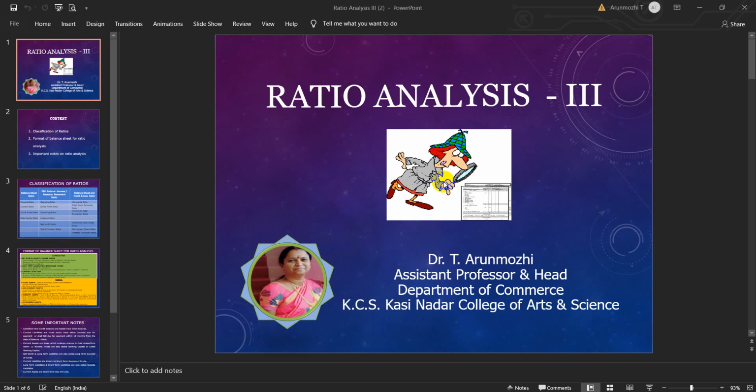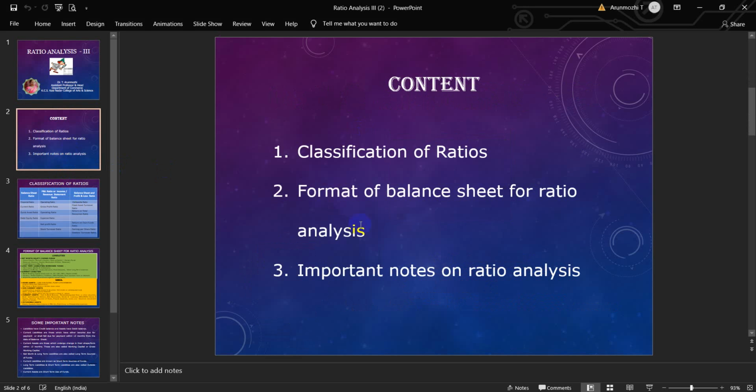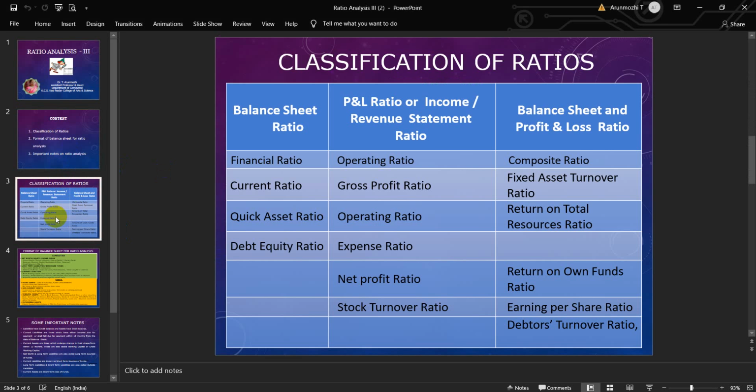I welcome you all for the presentation on Ratio Analysis Part 3 in the chapter Ratio Analysis from the subject Management Accounting. It is based on the curriculum of all universities on this subject. The contents are classification of ratios, format of balance sheet for ratio analysis, and important notes on ratio analysis. Here we move on with the classification of ratios.